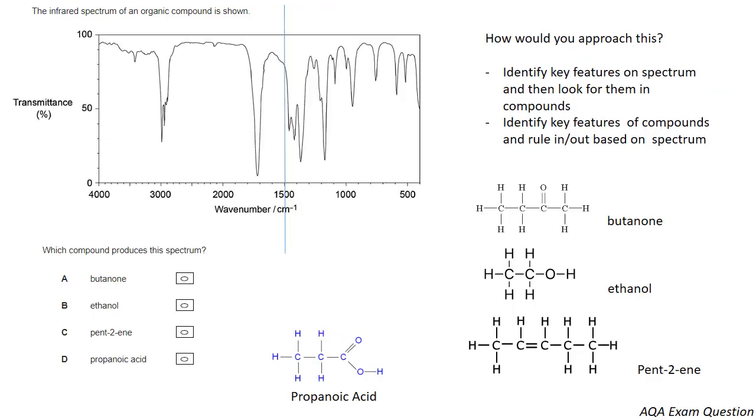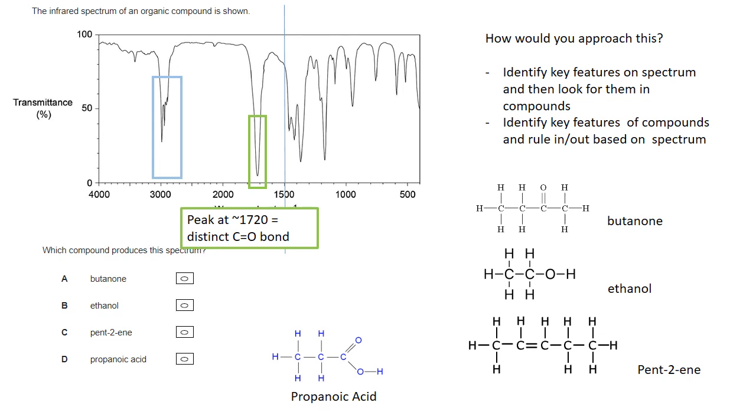So the next question, we're shown a spectrum of an organic compound, and we've got to identify which compound produces the spectrum. So there are two ways you can approach this. You can look straight at the spectrum, identify key features on it, and then look for those features inside the compound, or you can identify key features on the compound and then rule them in or out based on the spectrum. So take a moment, pause the video and have a go at this one.